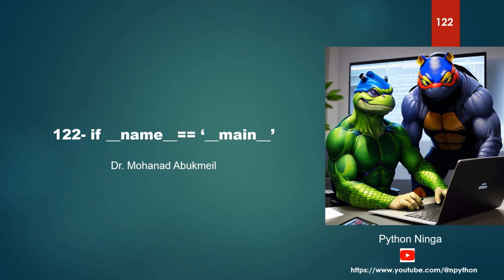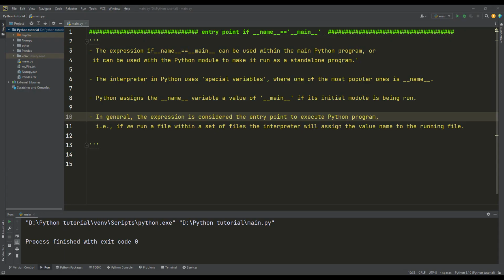Hello everyone and welcome to a new tutorial in which we will understand together the expression of if __name__ == "__main__", which is the entry point of a Python program's execution. Let's go and understand this expression. So we have this expression: if, double leading underscore, name, double trailing underscore, equals main.